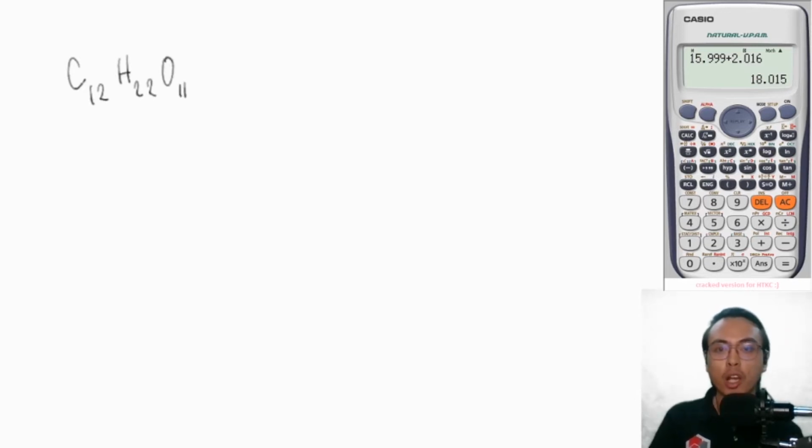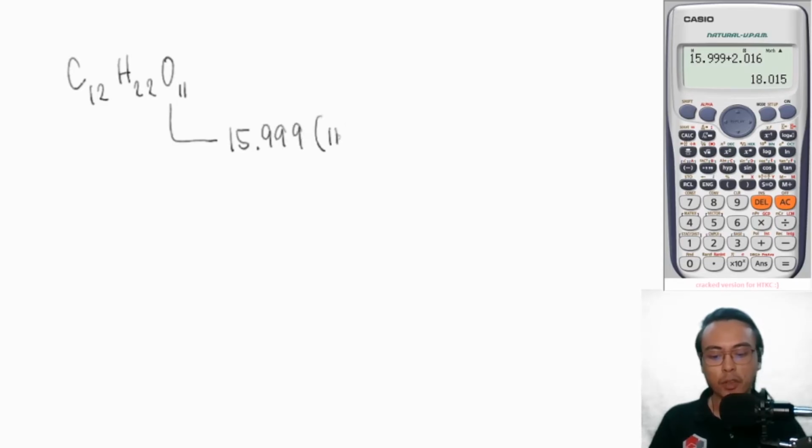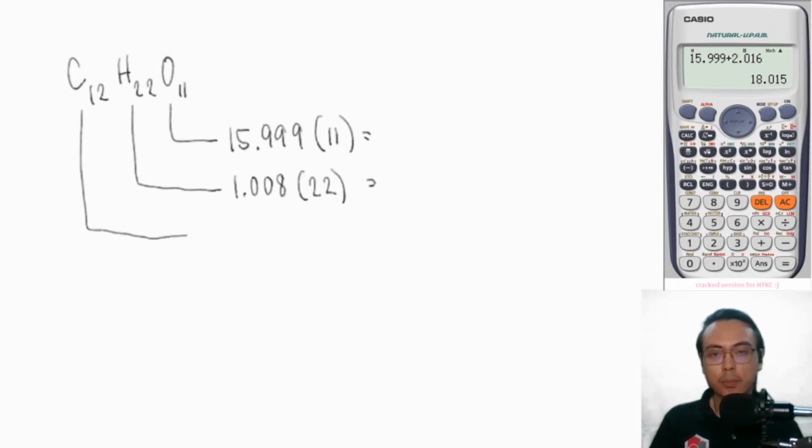We will just be repeating our process from earlier. No? So we list the atomic masses of the individual elements. We multiply them by the number of atoms in the compound and then add. So let's start with oxygen. That is 15.999 multiplied by 11. For hydrogen, that is 1.008 multiplied by 22. And for carbon, that is 12.011 multiplied by 12.